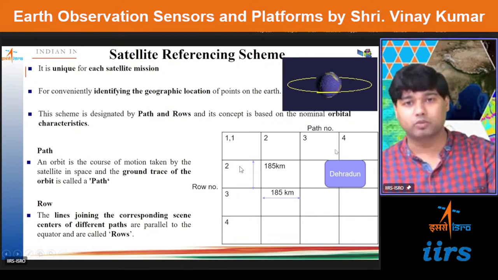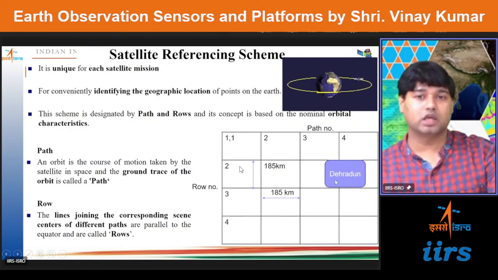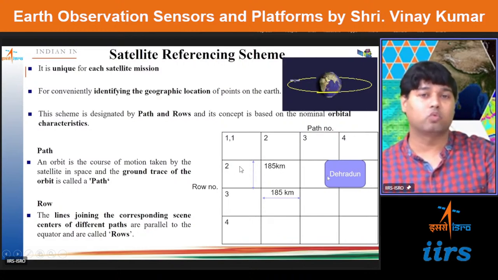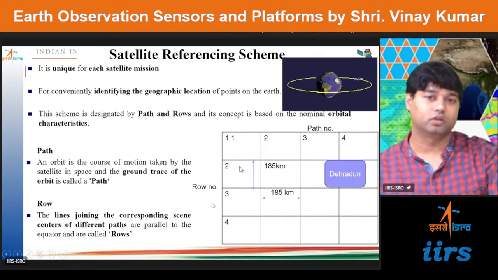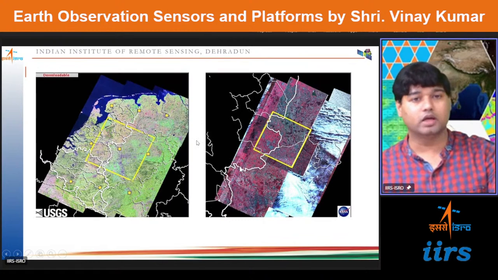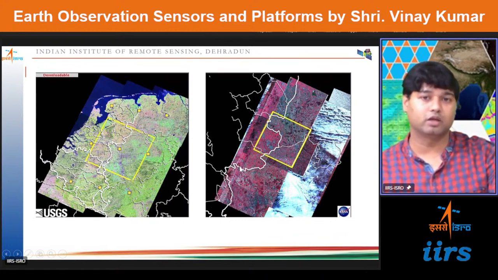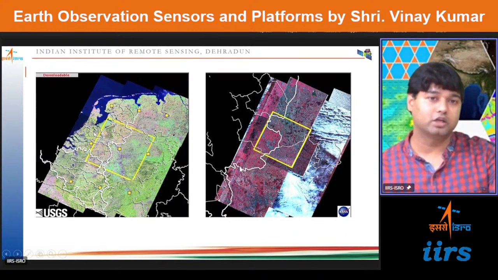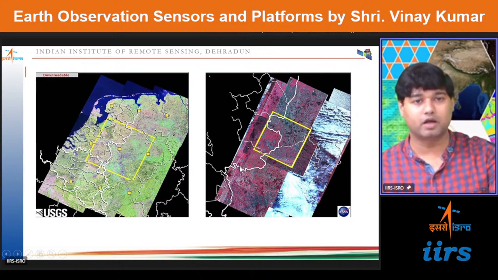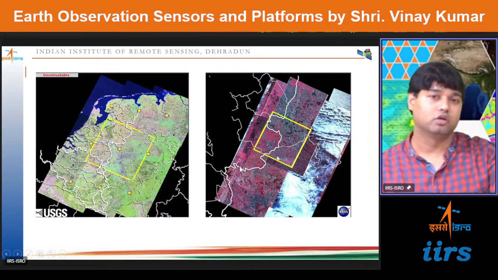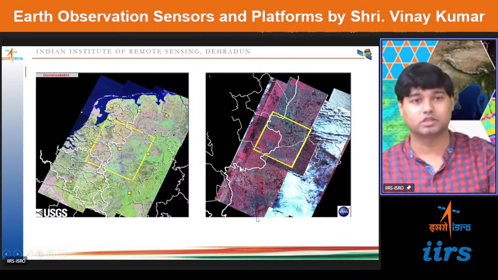Now this is just a hypothetical situation. Suppose this area is Dehradun. In this case, path numbers 3 and 4 and row number 2 will be required for acquiring the data of this area. So this is just an example of the image. You can see how the path number and row number are defined. This is the path number and these are the different rows. And when you see the data, it will appear like this on your data browsing website.